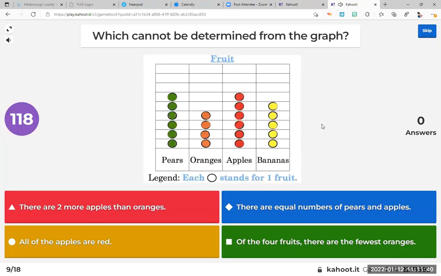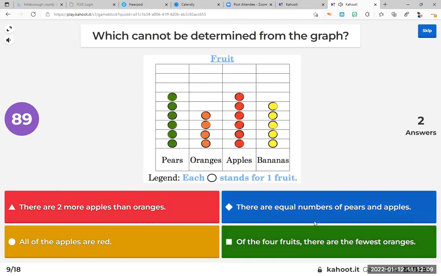Which question can we not determine from the graph? So listen carefully. I'm going to read each question and you tell me which one we can't figure out. The red one says, there are 2 more apples than oranges. Okay, let's look at apples versus oranges. Oh no, that one looks right. Okay, so red one is right. Can't pick that one. How about the yellow one? All the apples are red. Does that look right?